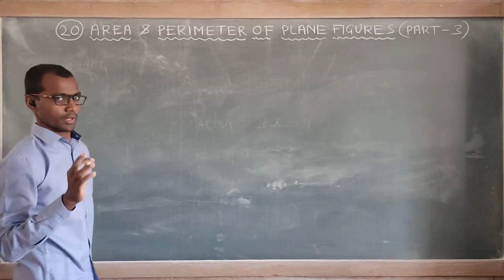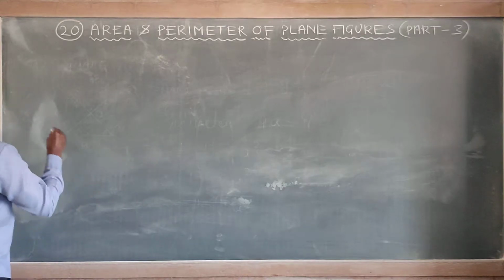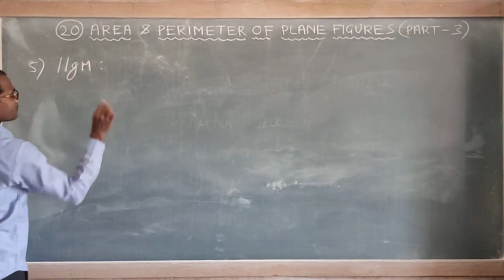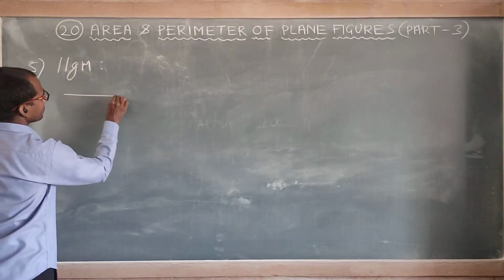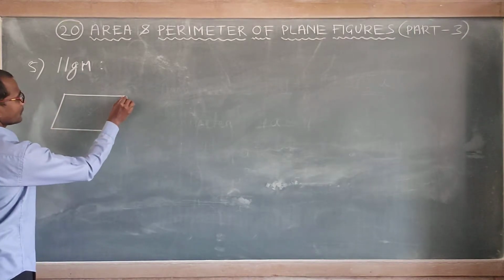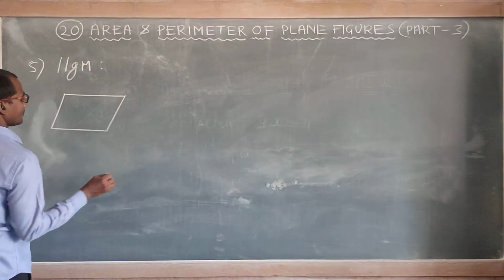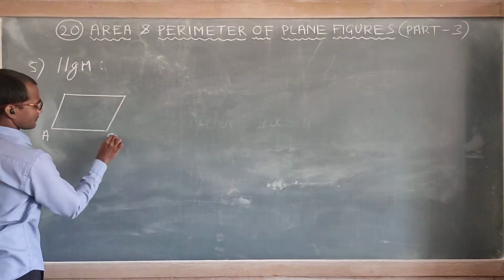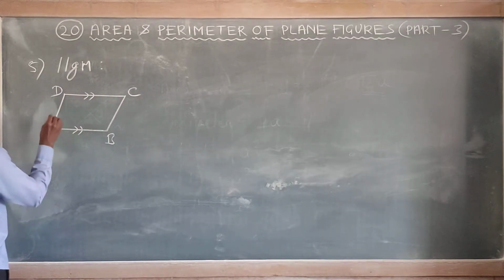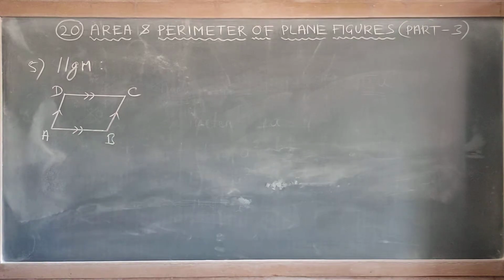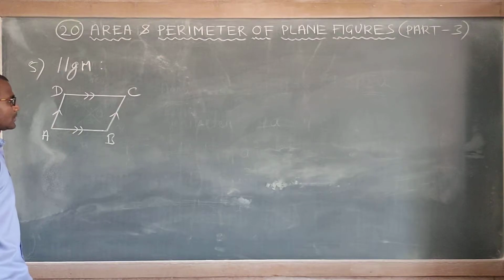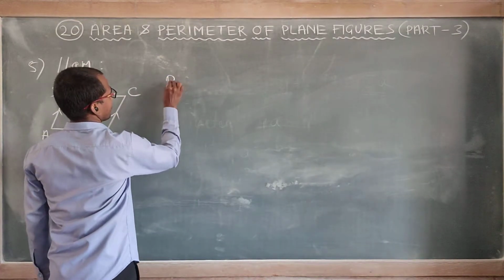Now let us move to parallelogram. This is number 5. Parallelogram ABCD, with opposite sides parallel. Let us go for perimeter first.